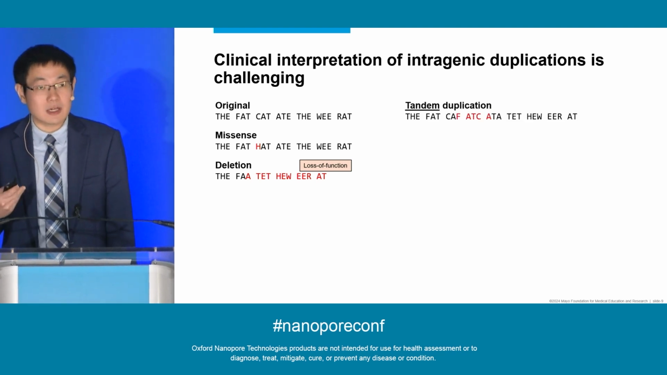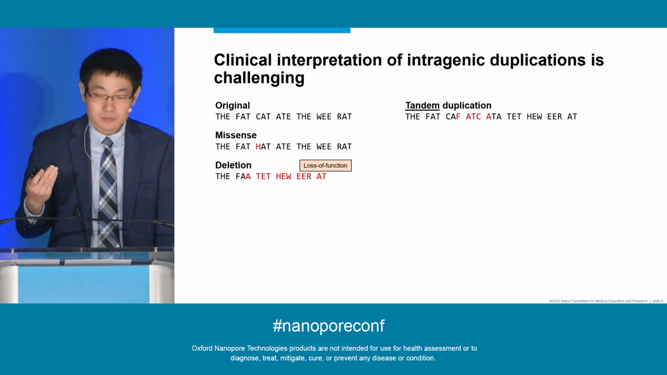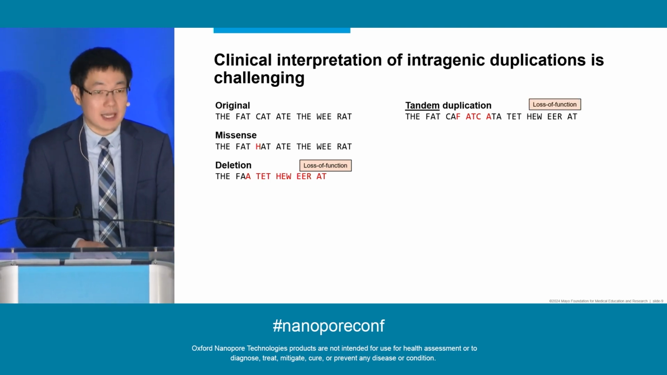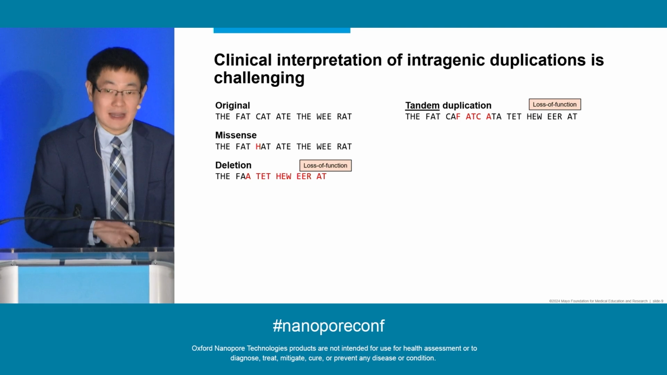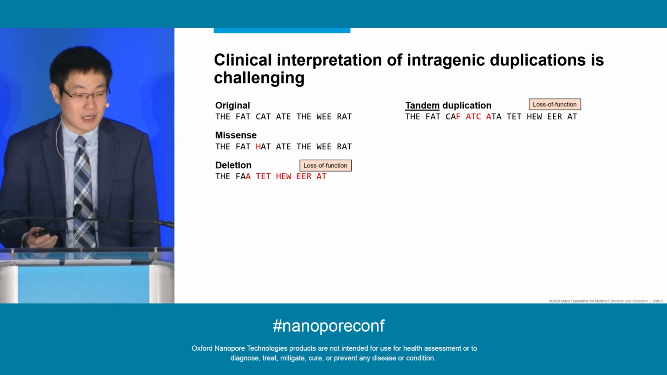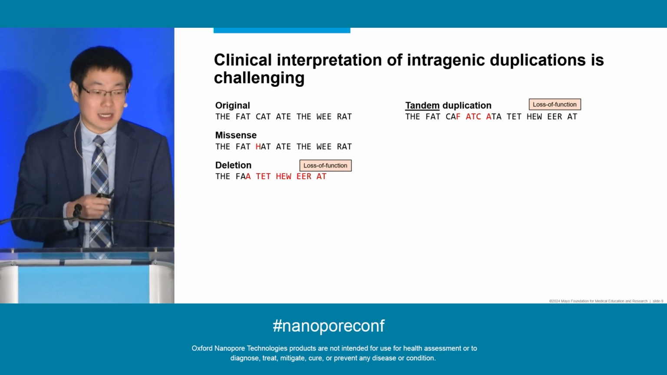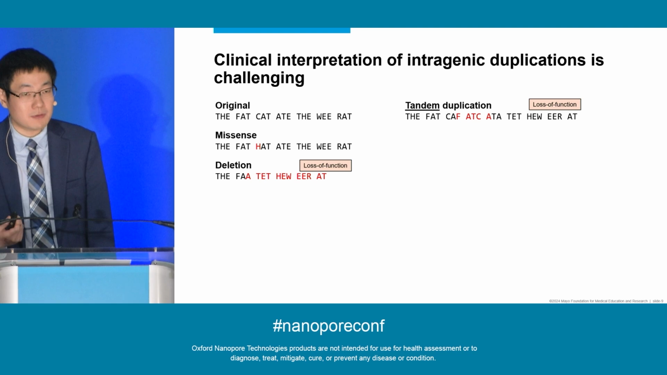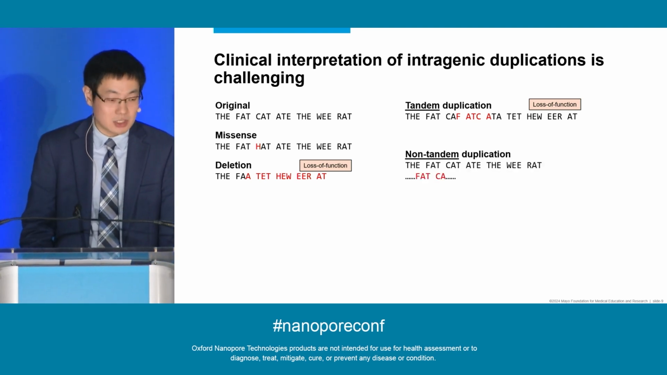Interpretation of a deletion is fairly straightforward because as long as you know which letters are deleted, you would know its clinical consequence. Well, not so simple for duplications, because clinical interpretation of duplications is dependent on its structural configuration. A duplication, as an example, 5 letters here, can be in the tandem configuration. In other words, the inserted segment is immediately downstream of the original segment. And in this case, because 5 is not a multiple of 3, this will lead to a disruption of the reading frame and consequently loss of function of the gene.